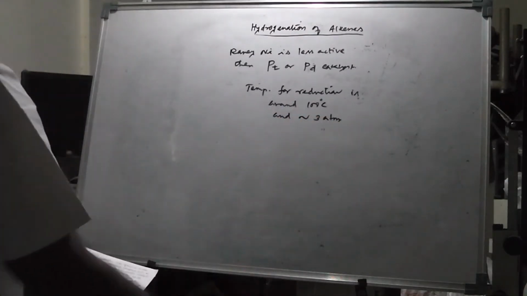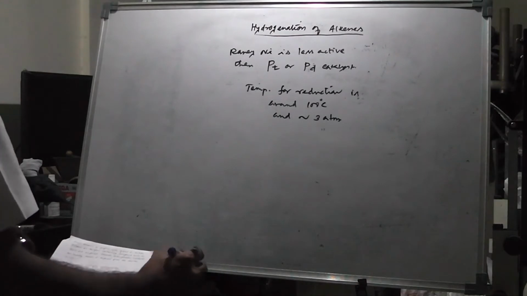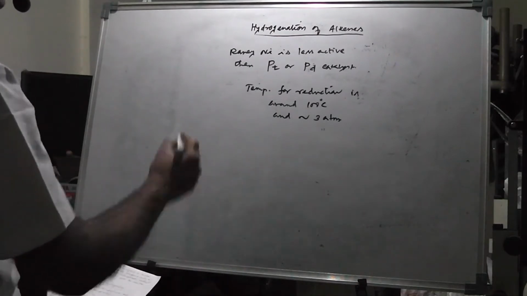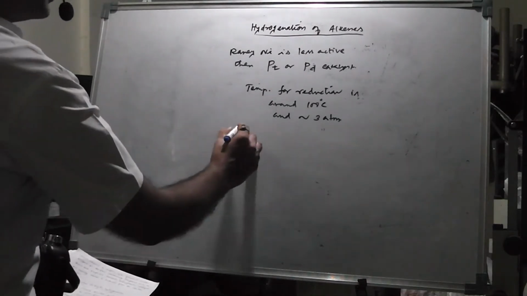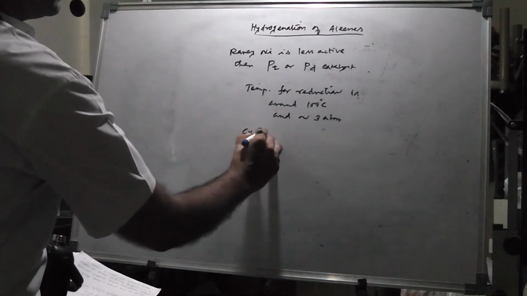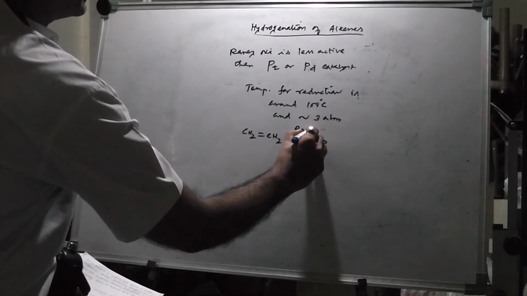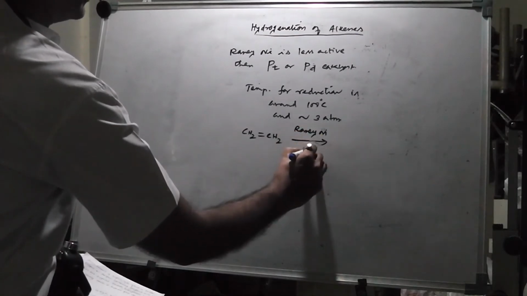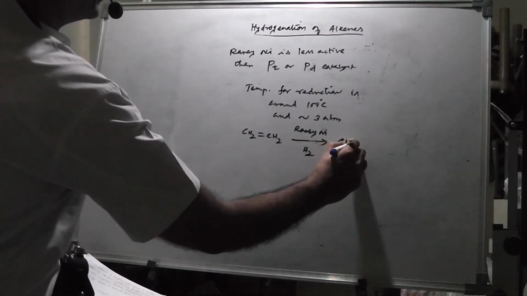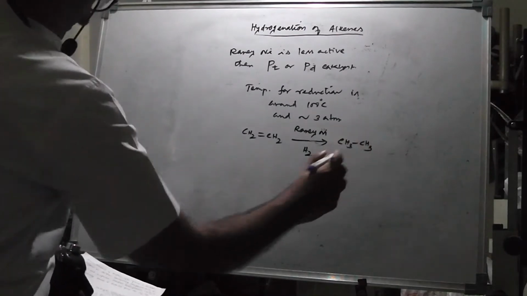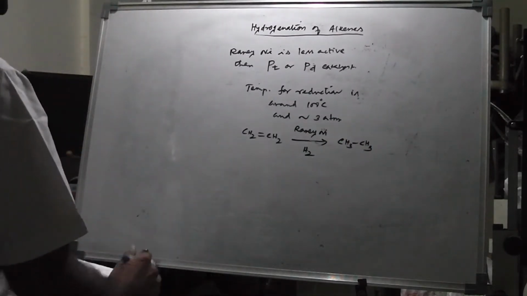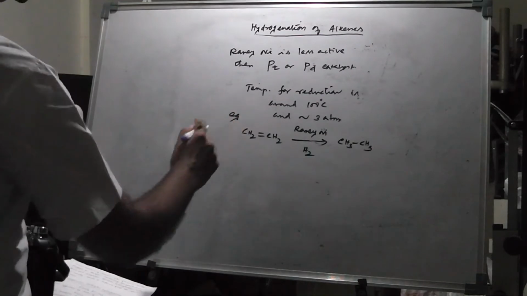Most of the alkenes are hydrogenated using Raney nickel. Example: ethylene can be converted by Raney nickel and hydrogen to ethane.